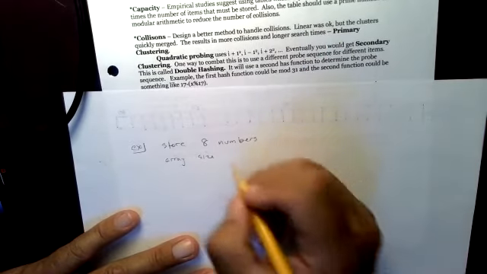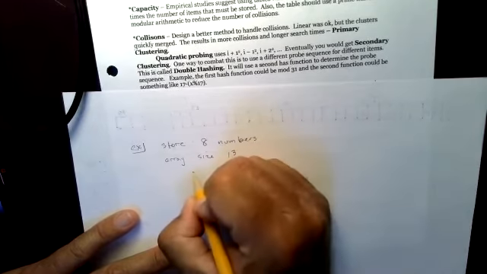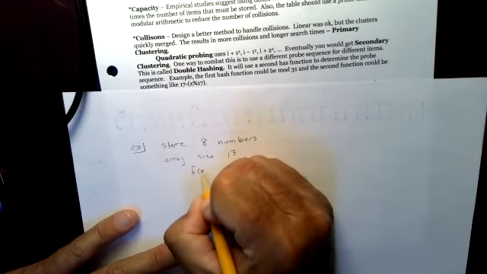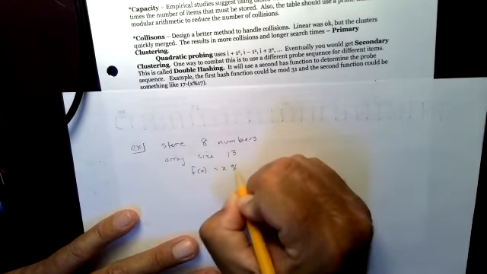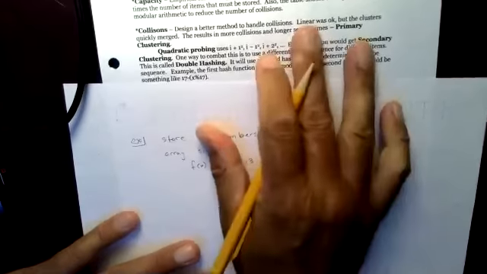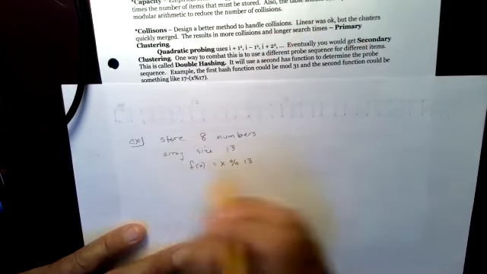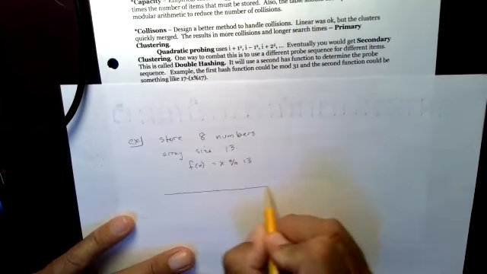Excellent. So now my hash function is going to be f of x equals x mod 13. So when I store them, I'm going to be able to hit those. So I want an array of size 13.